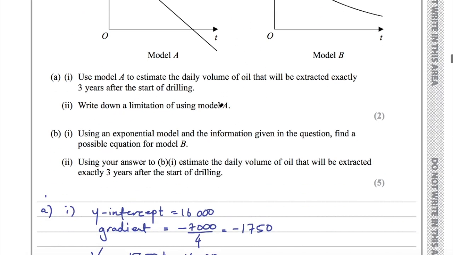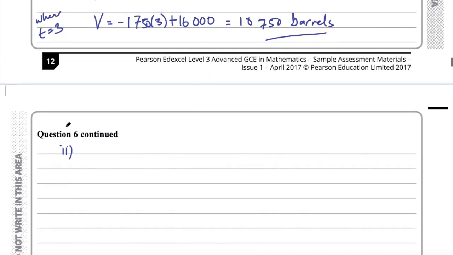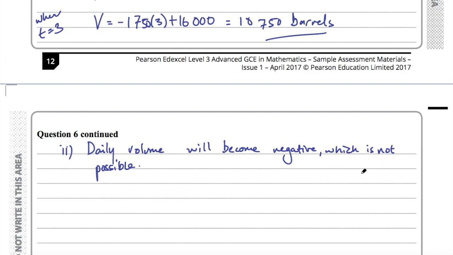So I would just say that the daily volume will become negative, which is not possible. Or you could say something like it's limited from a certain value up to a certain number of years, and then after that number of years it will become useless because it's in the negative numbers. So something along those lines would be fine.